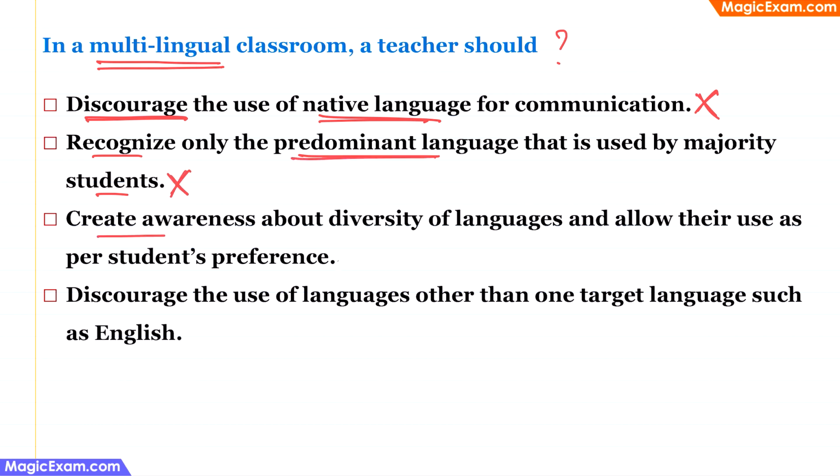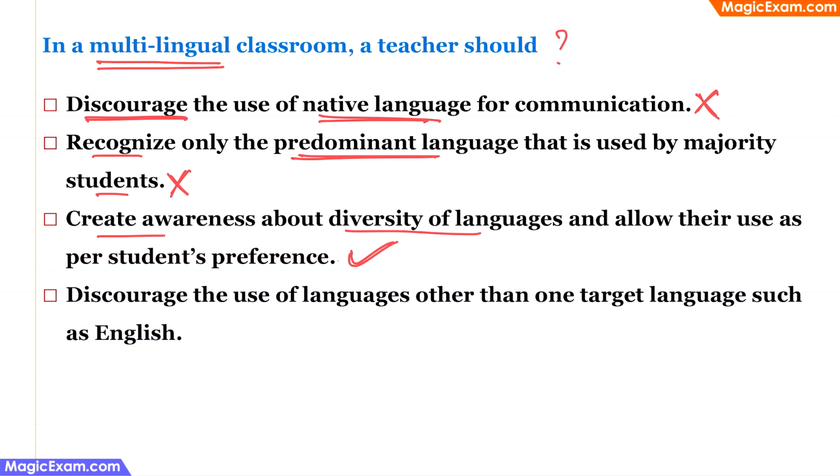Next, create awareness about the diversity of languages and allow their use as per the student's preference. This is the correct answer, because all the children will get to understand that India has so many different types of languages and each language is special, and students should be allowed to use their own mother tongue or language of preference to express themselves. They might be writing the exams in one language. They might be writing it in English or Hindi or the language that is being followed there in that particular state.